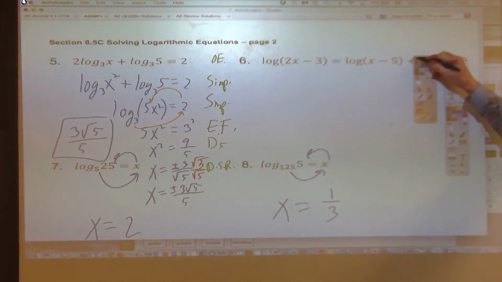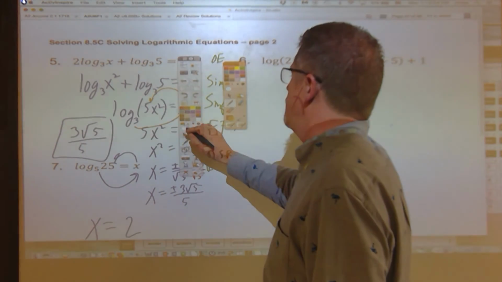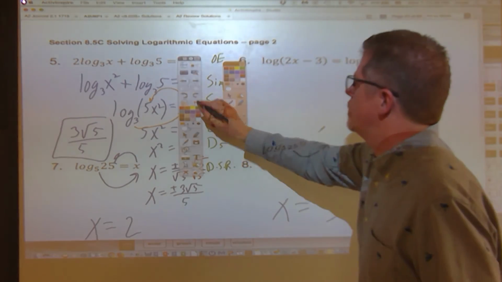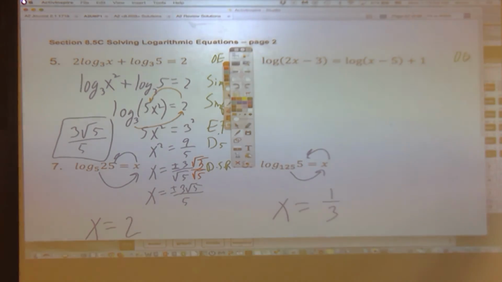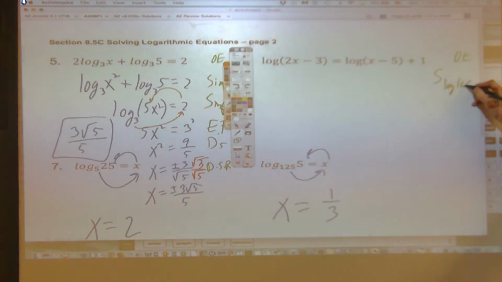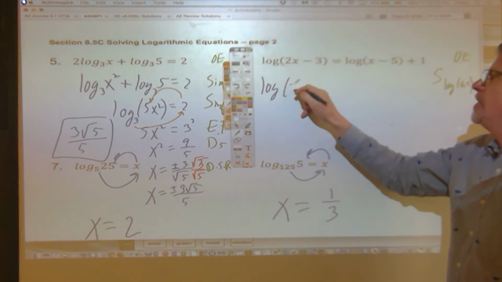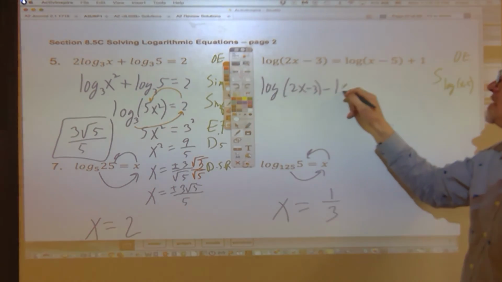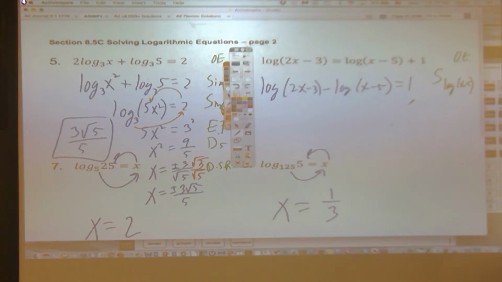Here we go. Last one. Fair bit of detail here. So after this, I'll hand out the review packet. We've got the original equation here. I have to combine the logs on the same side of the equation. So I have to subtract log of x minus 5 from both sides. We've got log of 2x minus 3 minus log of x minus 5 equals 1.